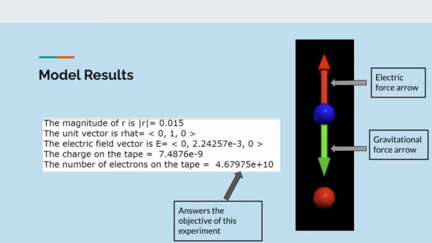The blue sphere is used to represent the upper piece of tape, while the red sphere is used to represent the lower one. There are two equal and opposite force arrows on the upper piece of tape, showing the gravitational force downward and the electric force upward, which is the repulsion between the two pieces of tape. The results from the GlowScript model tell us that the charge on the piece of tape is 7.4876e-9 coulombs, and that the number of electrons on the tape is 4.67975e10 electrons.